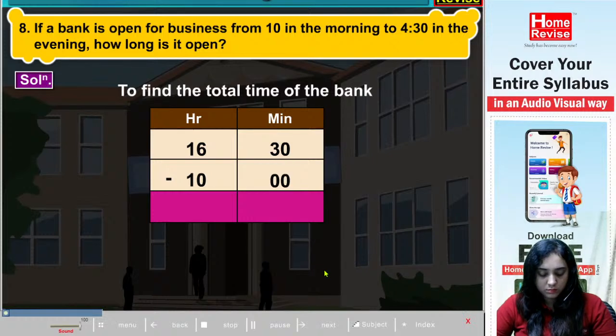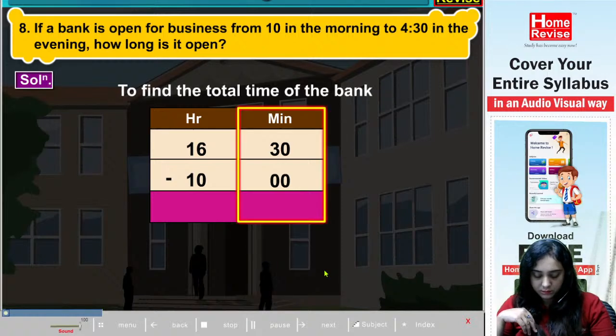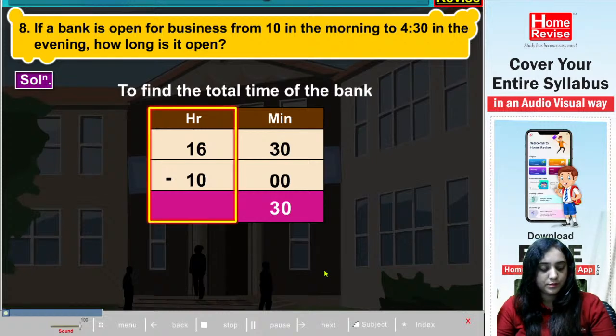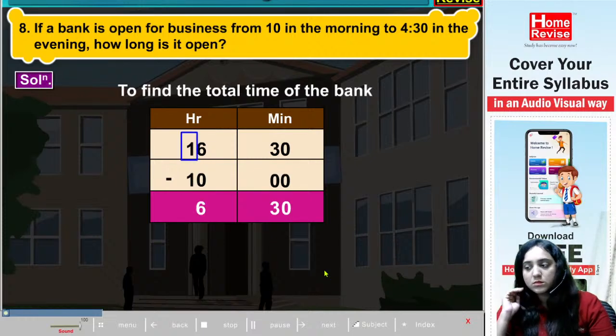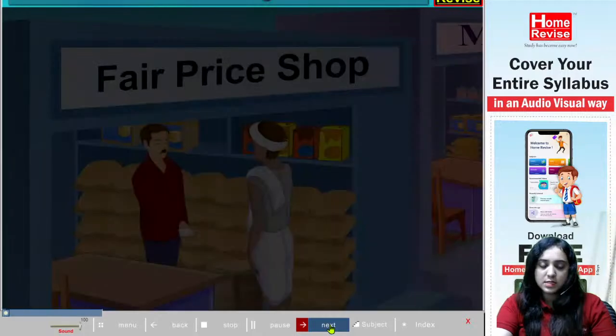Now for subtracting 10 from 16:30, we first look in the minutes column, where we subtract 0 from 30. We get 0 minus 0 is 0, 3 minus 0 is 3. Now we have 30 in the minutes column. Looking at the hours column, 16 minus 10, 6 minus 0 is 6, 1 minus 1 is 0. So now we have 6 in the hours column and 30 in the minutes column. So the bank is open for 6 hours and 30 minutes.